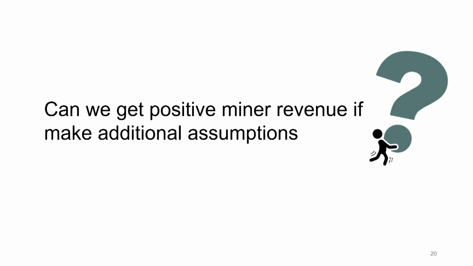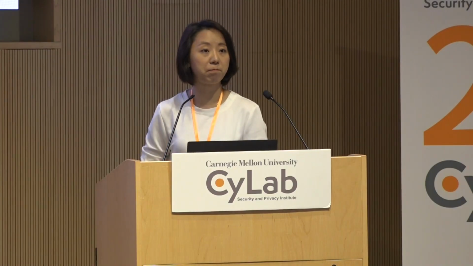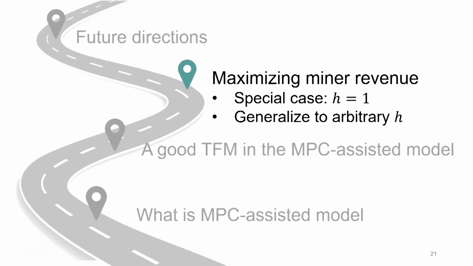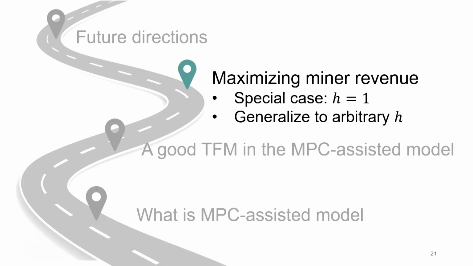So we ask, okay, what if we assume there are at least some honest users who do not collude with the miner? Indeed, under this additional assumption, we show that we can design a transaction fee mechanism satisfying all three properties, as well as a positive and asymptotically optimal miner revenue. So to convey the main idea, I will start with the special case where we assume there is only at least one honest user. And if time allows, I will briefly show you how to generalize the idea to arbitrary h.